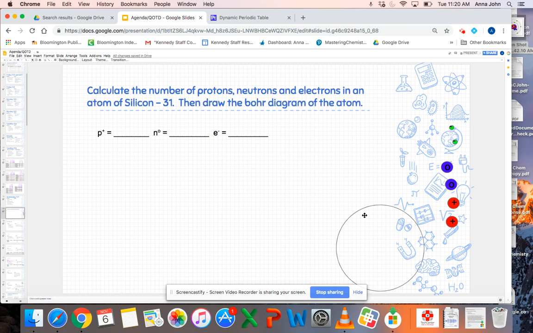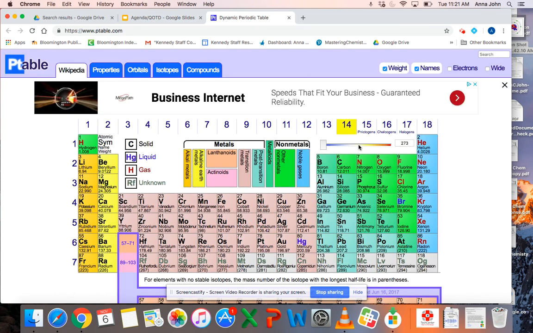Hi, you guys. We are going to do a practice Bohr diagram, which is a drawing of the atom. We're going to use silicon 31 today. Remember, 31 is the mass number. So in order to find the protons, neutrons, and electrons, we're going to need to find silicon on the periodic table. Silicon, if we look, is number 14.